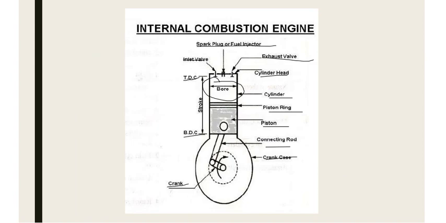If you look at this, this is my TDC and this is my BDC. The nominal distance between these two dead centers is called the stroke length.